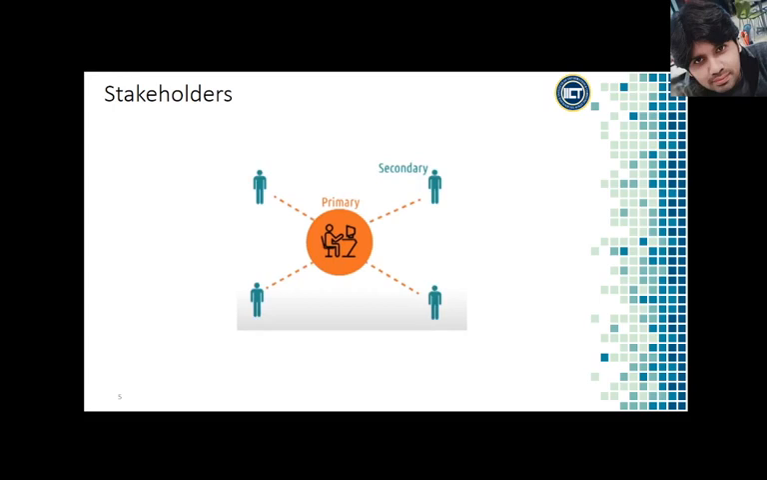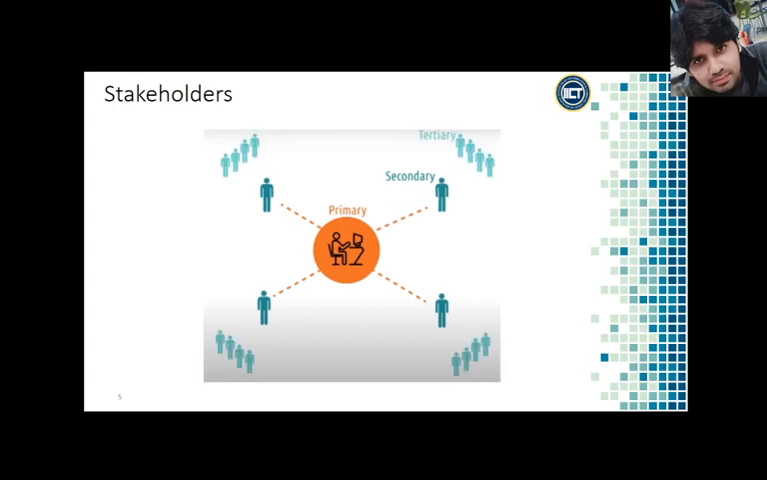Secondary stakeholders are people who don't use our system directly but who might interact with the output of it in some way. Tertiary stakeholders are people who never interact with the tool or even interact with its output, but who are nonetheless impacted by the existence of the tool. So let's take a couple of examples of this.